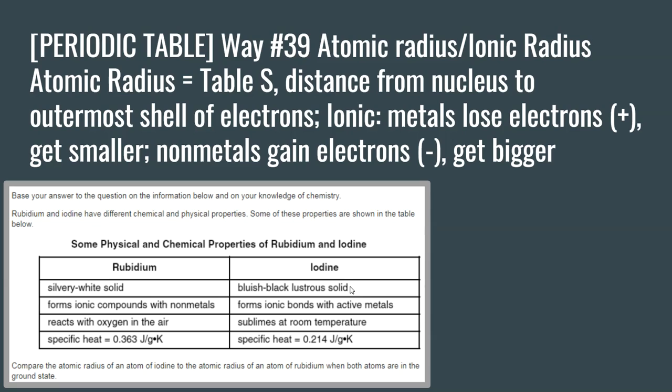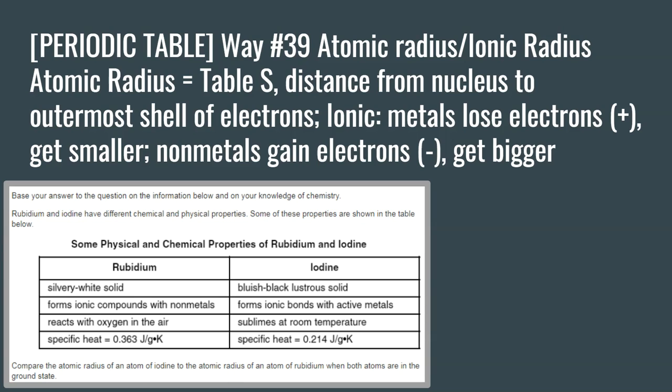Rubidium and iodine have different chemical and physical properties. Some of these properties are shown in the table below. Compare the atomic radius of the rubidium atom to the atomic radius of the iodine atom when both atoms are in the ground state.